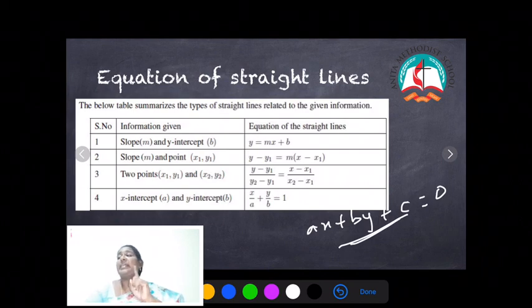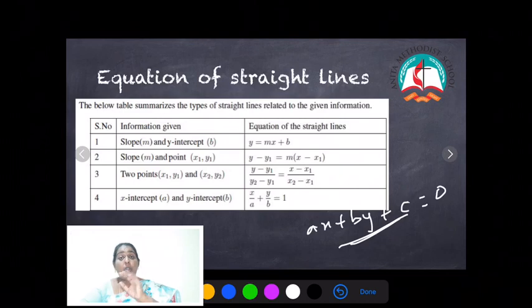When the slope and the intercept are given, what is the formula? Y is equal to mx plus c. Now, one point formula. What is the one point formula? Y minus y1 is equal to m into (x minus x1). When two points are given, (y minus y1) by (y2 minus y1) is equal to (x minus x1) by (x2 minus x1). When intercepts are given, x by a plus y by b is equal to 1.